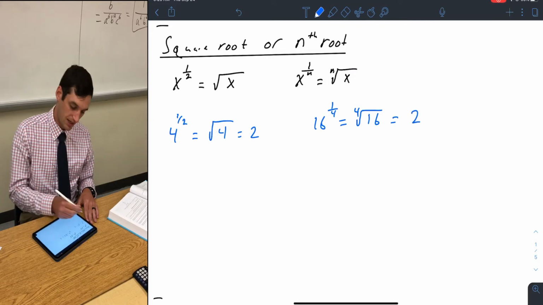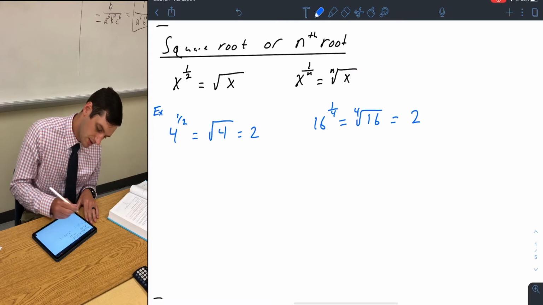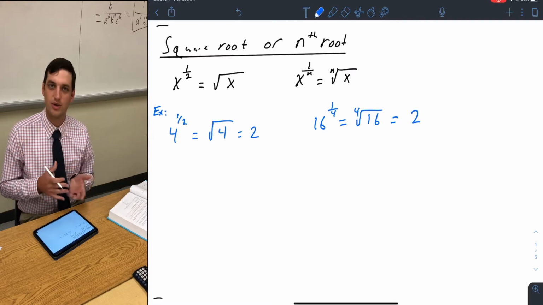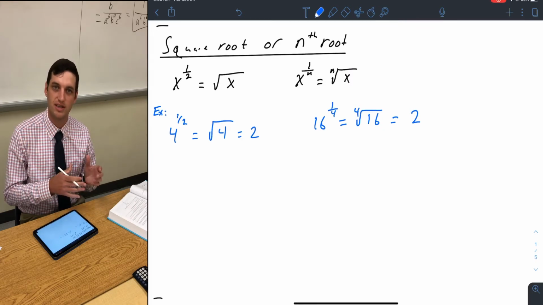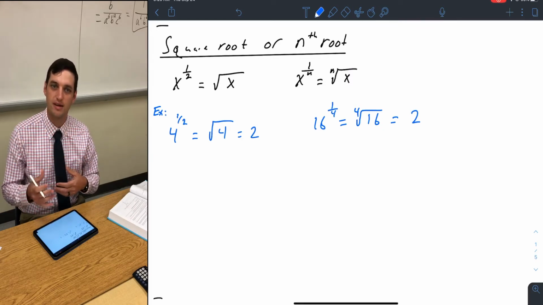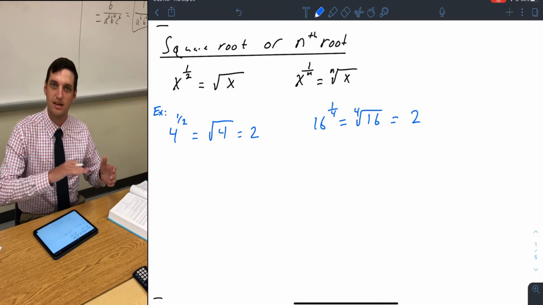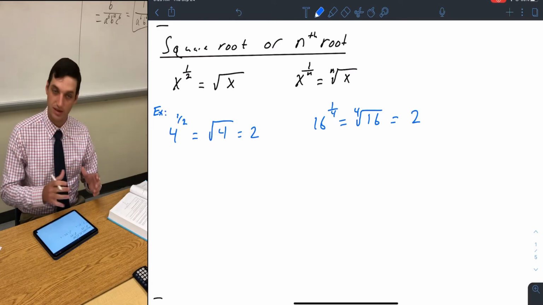Okay, so those are our examples. So we'll go ahead and mark that as examples. So that's what a square root is. A square root is essentially a fractional exponent, but we didn't want to deal with fractional exponents all the time, so we made a way to make it whole numbers. So these are whole numbers.